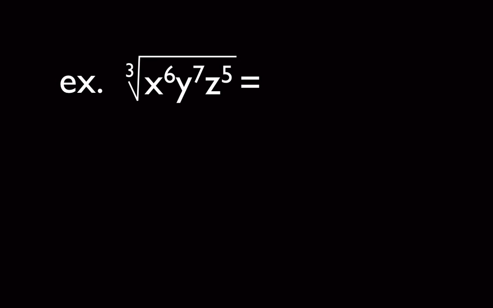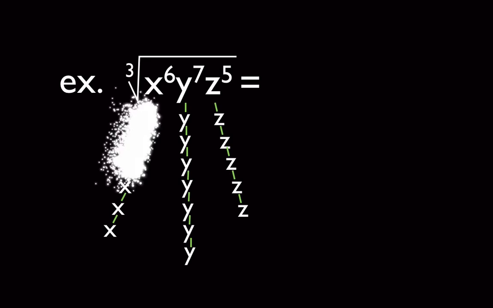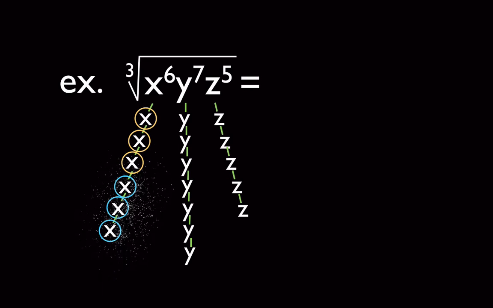Okay, right off the bat, hopefully you notice that something's different here. This is the third root. It changes everything that we do only in the sense that instead of counting pairs, now we're looking for 3 of them. So I'm going to follow the same process. 6 of them, 7 of them, 5 of them. I'm going to look for sets of 3. I have 1 set of 3. I have a second set of 3.